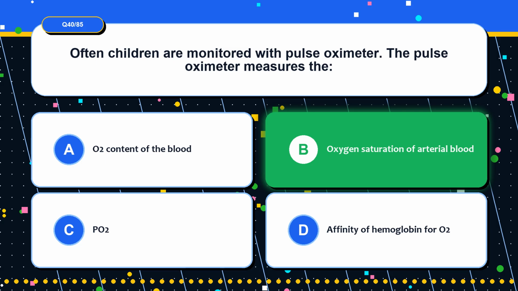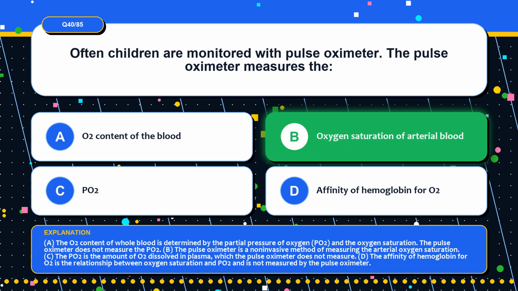The correct answer is option B, oxygen saturation of arterial blood. A. The O2 content of whole blood is determined by the partial pressure of oxygen, PO2, and the oxygen saturation. The pulse oximeter does not measure the PO2. B. The pulse oximeter is a non-invasive method of measuring the arterial oxygen saturation. C. The PO2 is the amount of O2 dissolved in plasma, which the pulse oximeter does not measure. D. The affinity of hemoglobin for O2 is the relationship between oxygen saturation and PO2 and is not measured by the pulse oximeter.